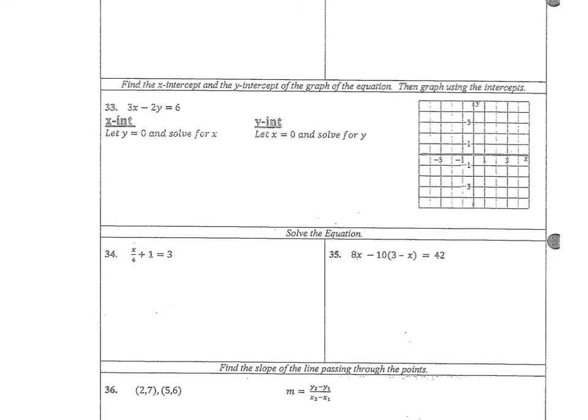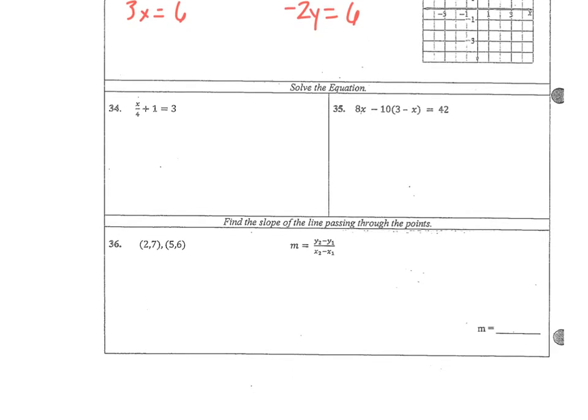33, we want to find the x and y intercept. So like we did before, just go 3x equals 6, negative 2y equals 6. Okay? And then graph them. Whatever you get for the x, put it on here, whatever you get for the y, put it there. Mark those 2 points and draw your line.